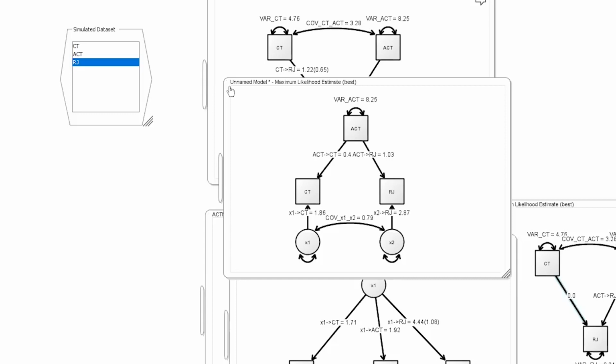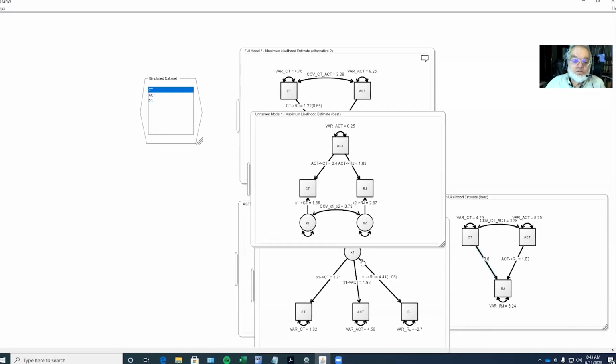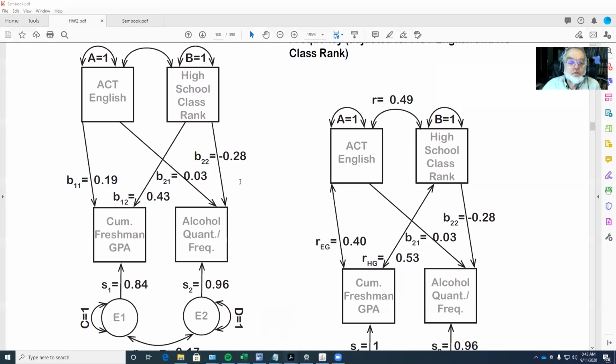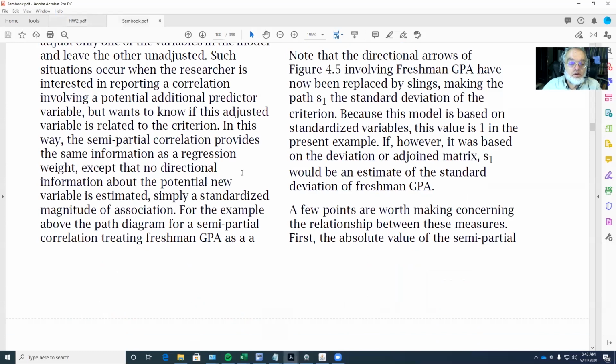Any other things about this? Well, we have a few minutes left. Let's turn back to the handout and talk a bit about that factor model.